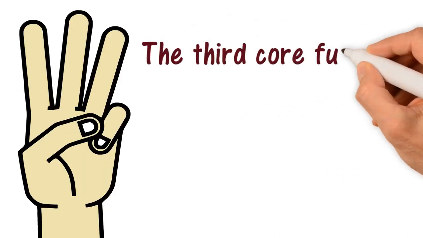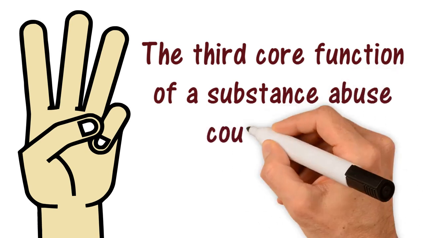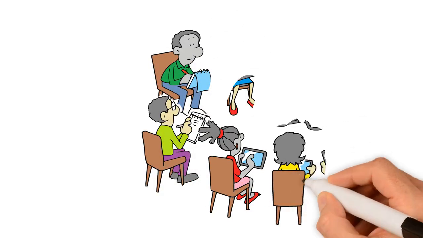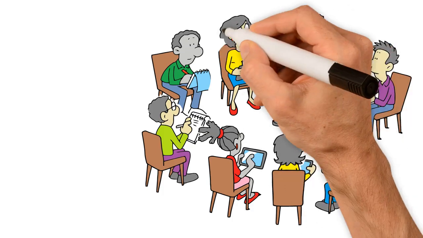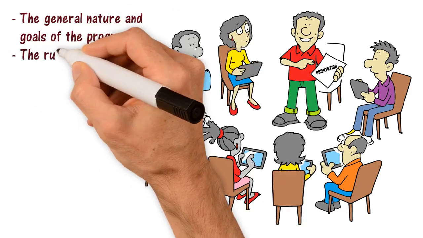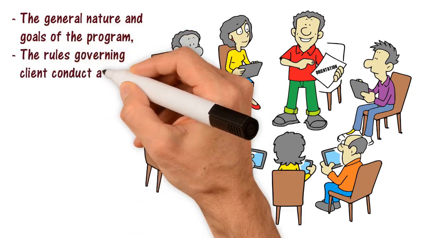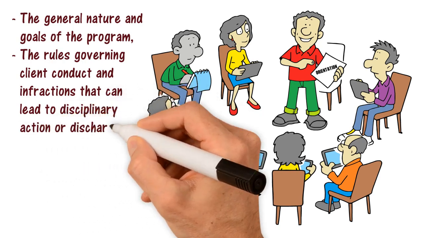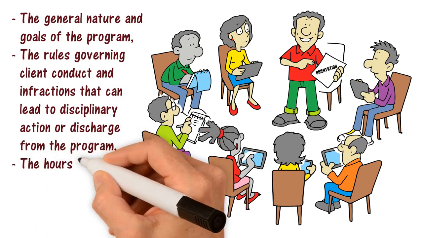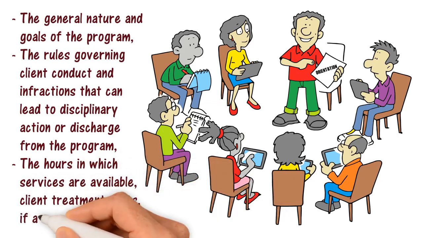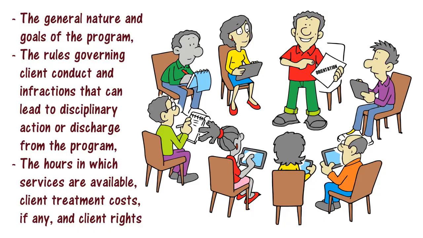The third core function of a substance abuse counselor is orientation. Orientation is describing to the client the following: the general nature and goals of the program, the rules governing client conduct and infractions that can lead to disciplinary action or discharge from the program, the hours in which the services are available, client treatment costs, if any, and client rights.